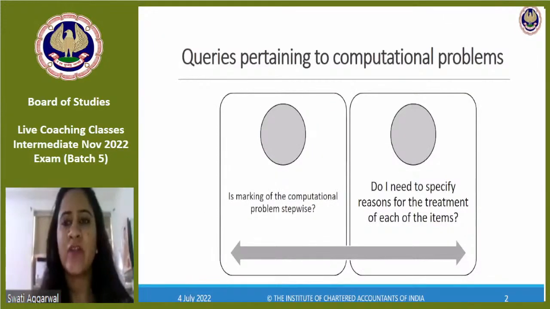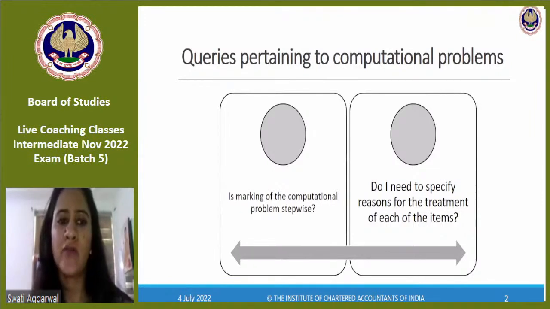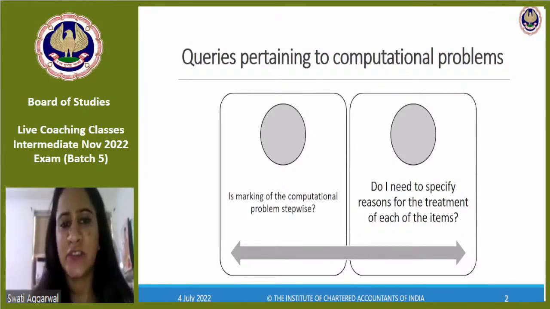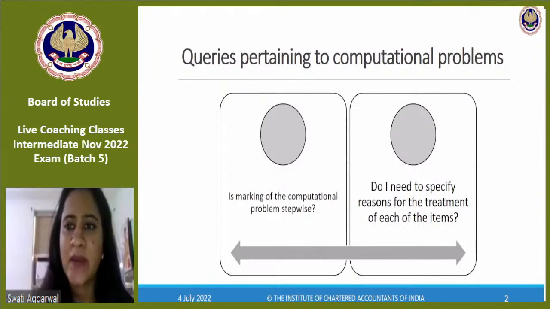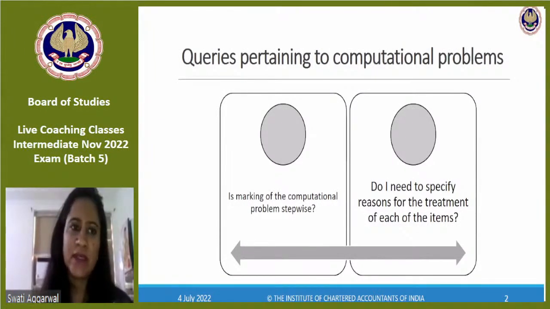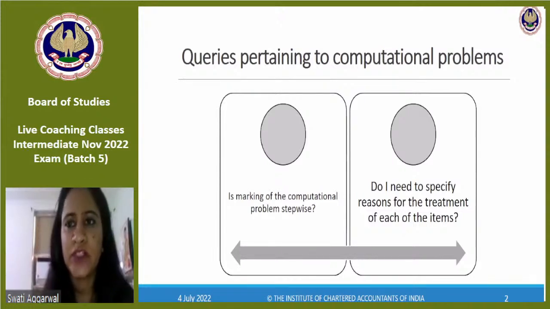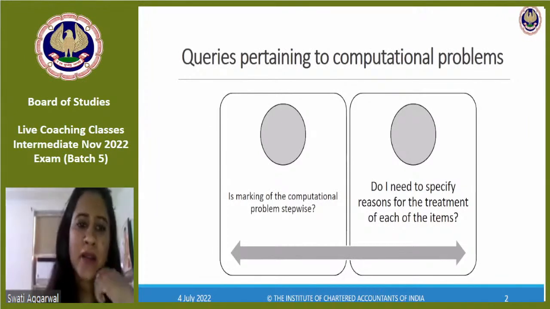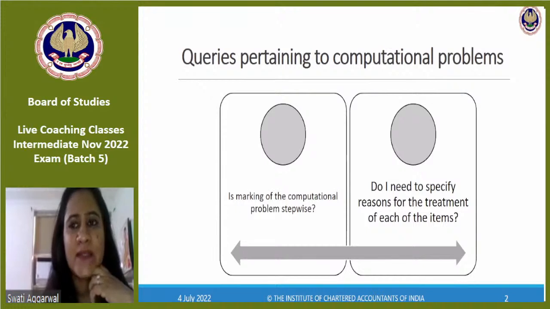As I told you in the first session, I will try to cover as many general queries which we receive from students over different platforms, like over emails, over telephone, and over the eSahayata portal. One of the most frequently asked queries pertains to computational problems. Generally students ask us, is marking of the computational problem stepwise? My answer is yes. The marking of the computational problems is always stepwise.